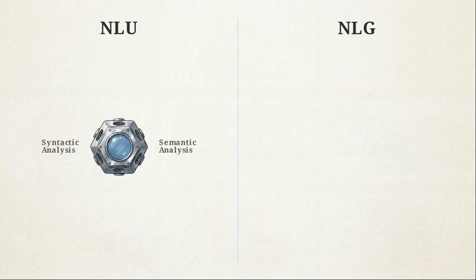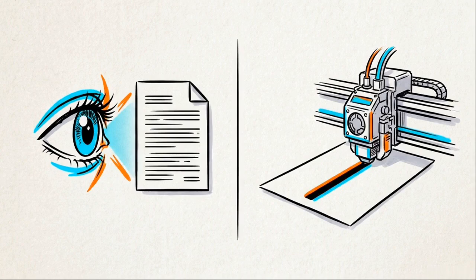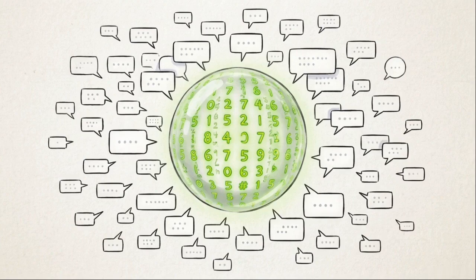These two systems perform different roles. NLU handles understanding through syntactic and semantic analysis, while NLG handles generation through its three-stage pipeline. NLU identifies what the user means, and NLG determines how the machine should reply. Together, they provide the framework for how modern AI communicates with the world.